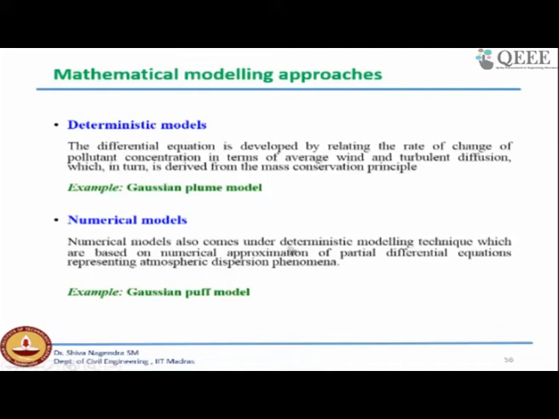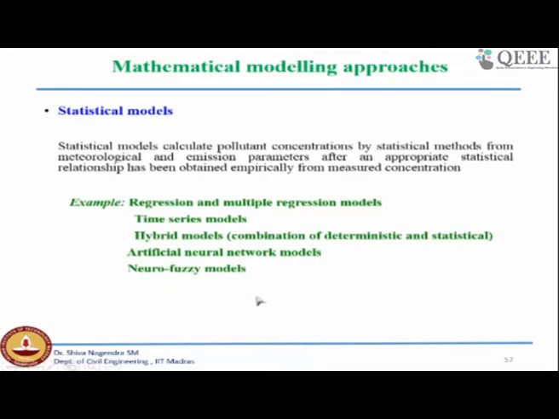A numerical model also comes under deterministic modeling, where you use some numerical approximation scheme to solve the differential equations and derive the dispersion phenomena. An example of numerical models is the Gaussian puff model.